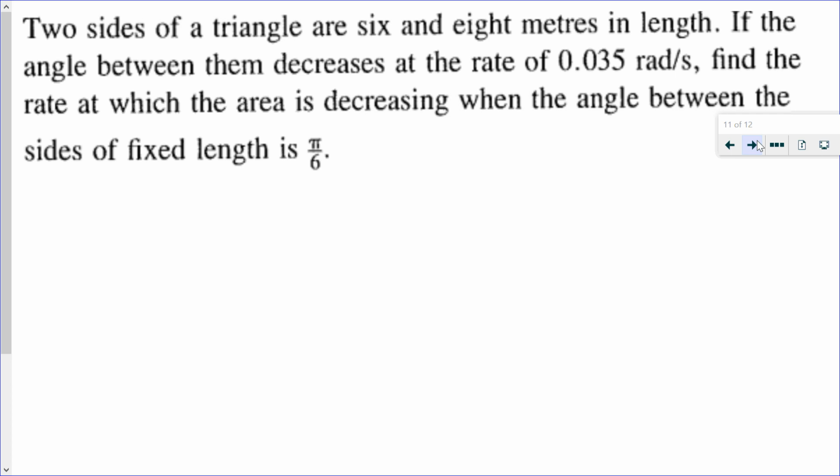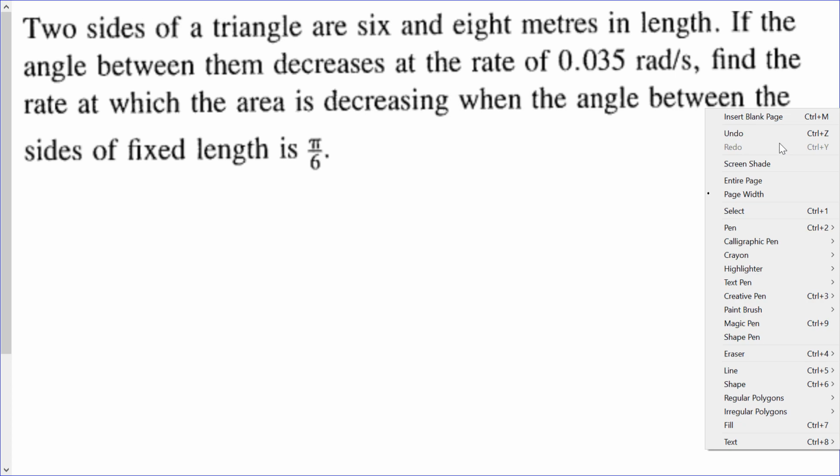Okay, so we have two sides of a triangle that are 6 and 8 meters in length. The angle between them is decreasing at a rate of 0.035 radians per second. We want to find the rate at which the area is decreasing when the angle is pi over 6. So this is a related rates question.